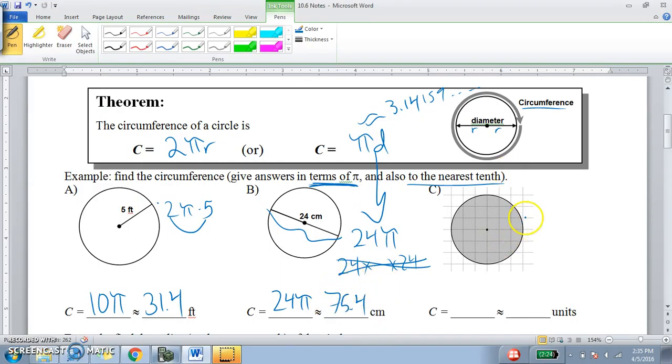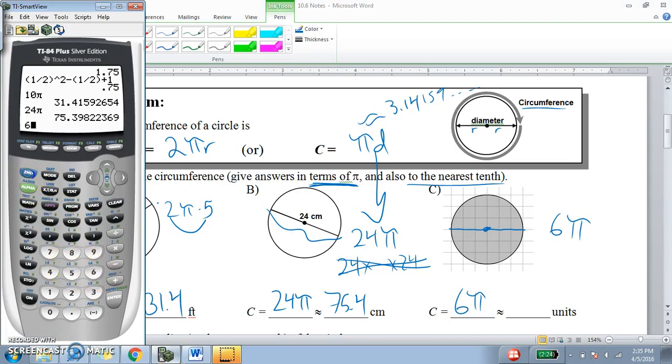This one, it doesn't give me any measurements. It gives me the circle on a grid, so I just have to count either the radius or the diameter. So the radius would be 1, 2, 3, so the diameter would be 1, 2, 3, 4, 5, 6. So it's going to be 6 times pi for the circumference. So when I multiply that out, I get 18.8.